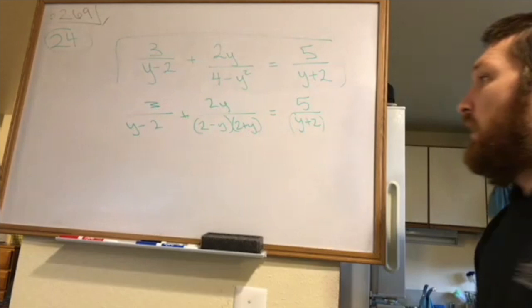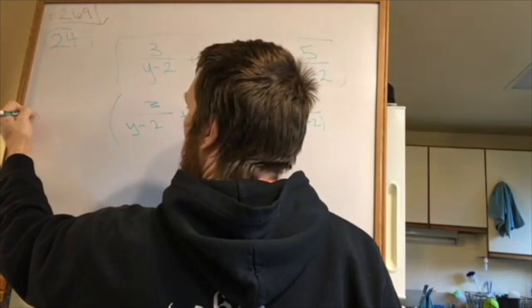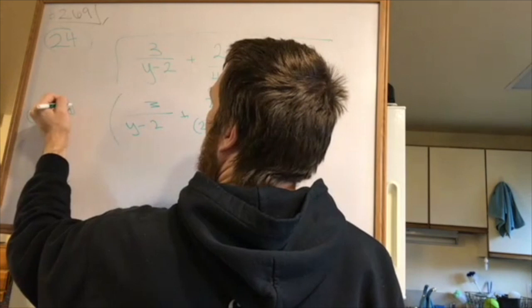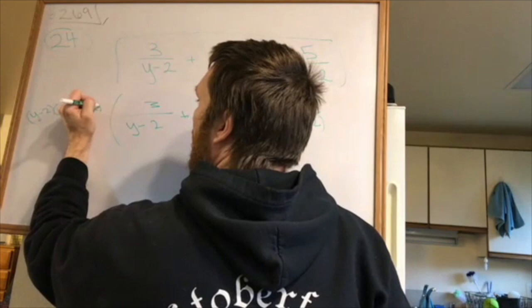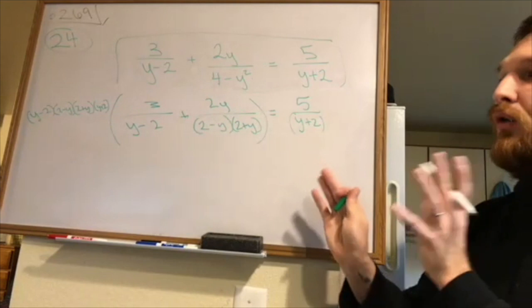You're going to say, what do I need to do to kill every denominator? I guess I need a y minus 2, and I need a 2 minus y, and I need a 2 plus y, and I need from over here a y plus 2. And you're going to plug and plug and plug and go and go and go. And it's going to be a real pain.